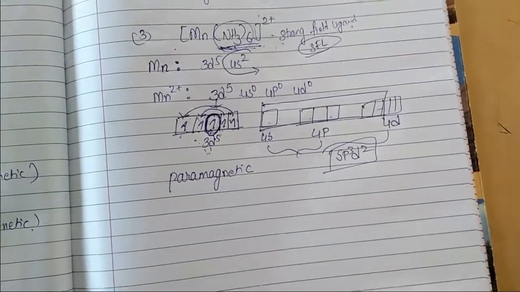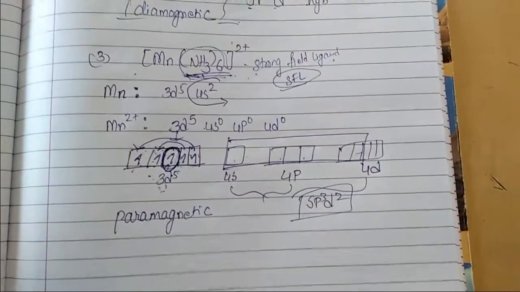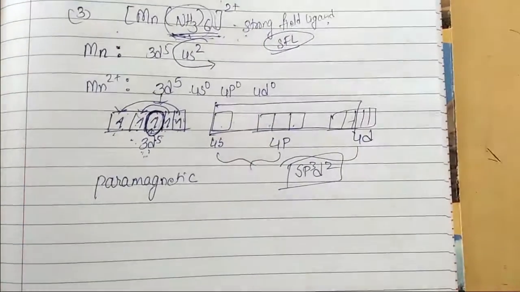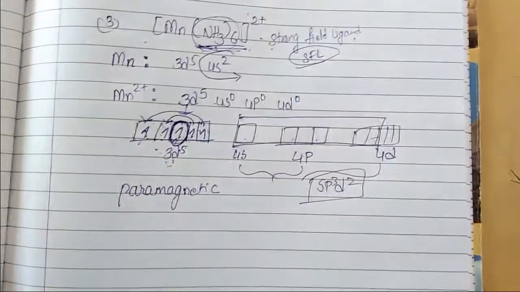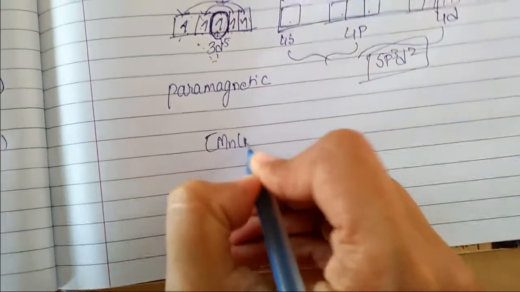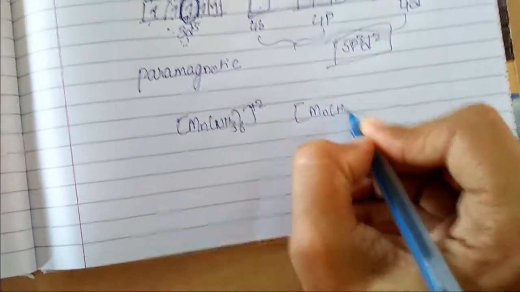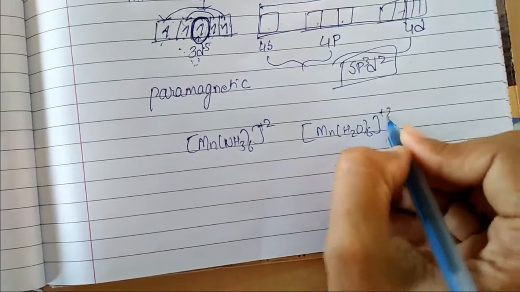Clear? And if I am having Mn(NH3)6, instead of NH3 if I am having water, H2O6, so H2O6 will generate the same sp3d2, but what will be the difference? So if I am having Mn(NH3)6 to the power plus 2 and Mn(H2O)6 to the power plus 2.